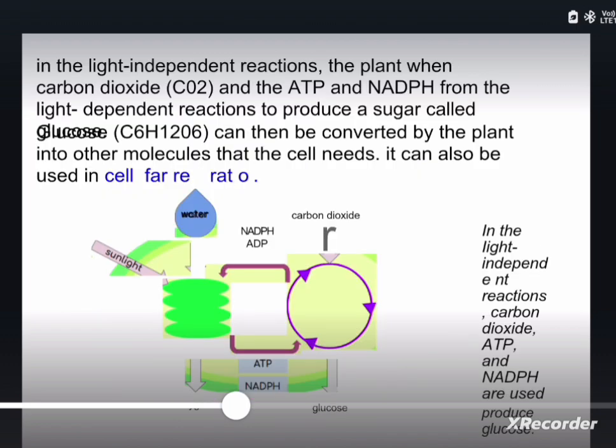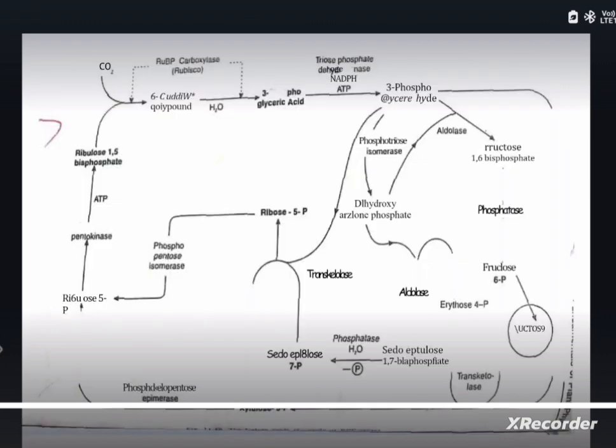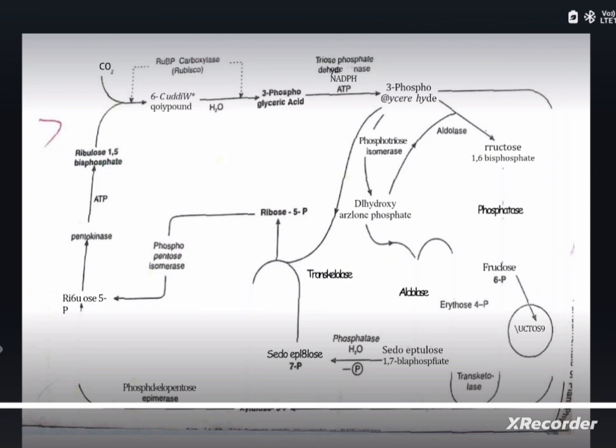Next one, C3 pathway or Calvin cycle. The atmospheric carbon dioxide combines with ribulose 1,5 bisphosphate to form a 6-carbon addition compound of 2 molecules of 3-phosphoglyceric acid. The 2 molecules of 3-phosphoglyceric acid are converted into glyceraldehyde 3-phosphate and dihydroxyacetone phosphate with the removal of one hydrogen molecule, with the help of the enzyme triose phosphate dehydrogenase. ATP is produced and NADP is formed.